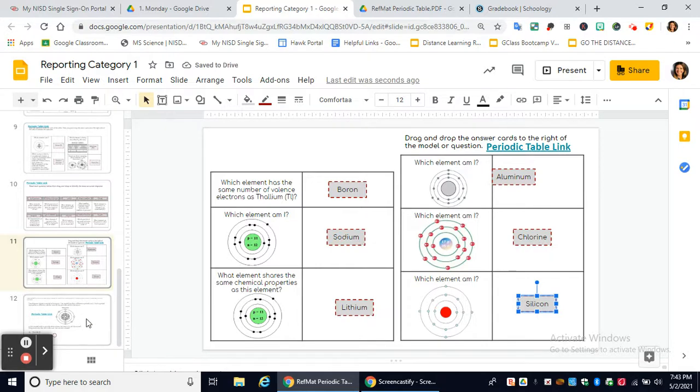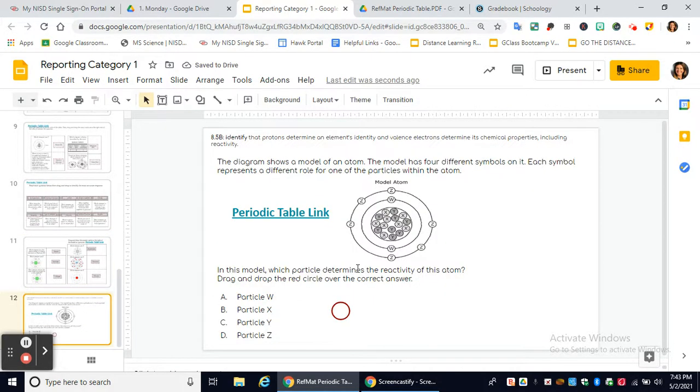Okay, and then last question. It says the diagram shows a model of an atom. The model has 4 different symbols on it, W, X, Y, and Z. Each symbol represents a different role for one of the particles within the atom. In this model, which particle determines the reactivity of an atom?